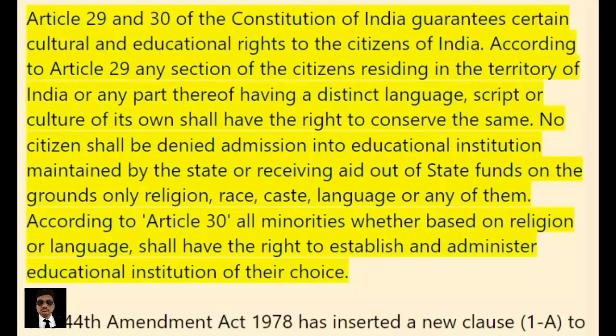According to Article 30, all minorities, whether based on religion or language, shall have the right to establish and administer educational institutions of their choice.